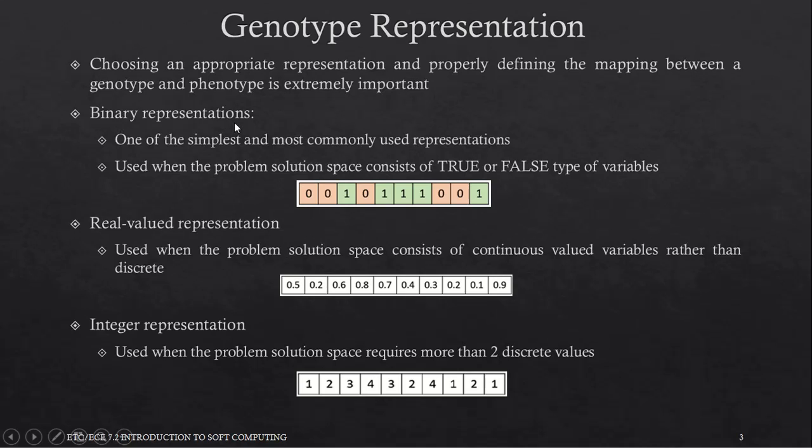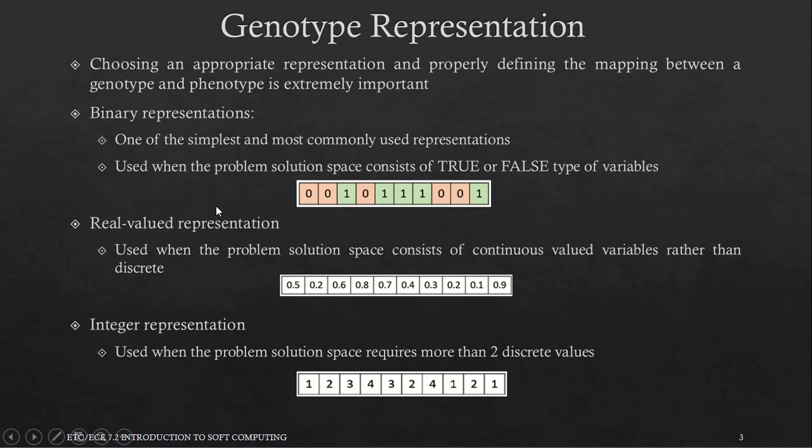Binary representation is one of the simplest and most commonly used representations in GAs. When the problem solution space consists of true or false type of variables, the choice of binary representation is natural. In such a case, a 10-bit chromosome may look like this.